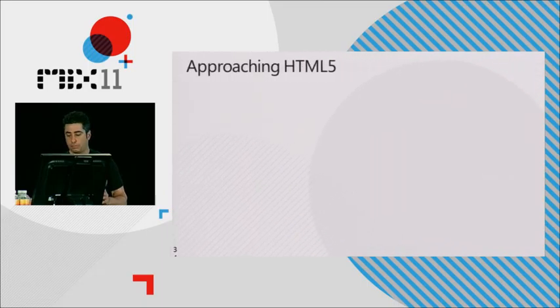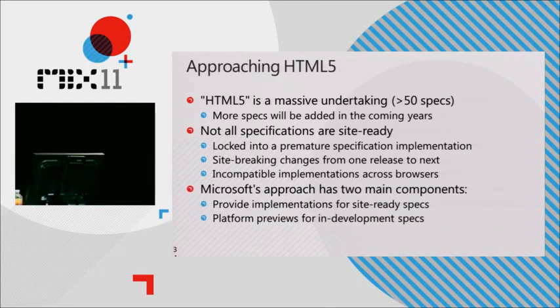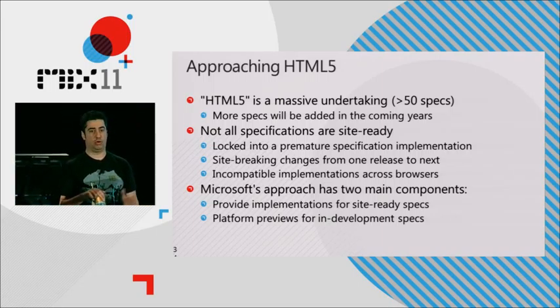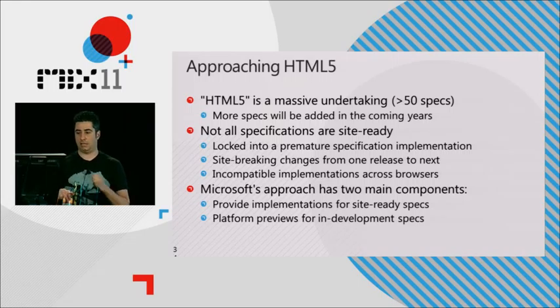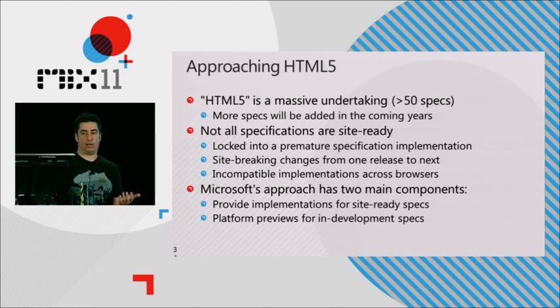So the way that we approach HTML5, and by the way, that list is not going to stay like that, right? Five years from now, there's going to be another 50 specs up there. I'm sure of it. That's not a static list. The problem is that not all of these are site ready, right? Some of them are ready, like geolocation. Some of them, like WebSockets, are not.